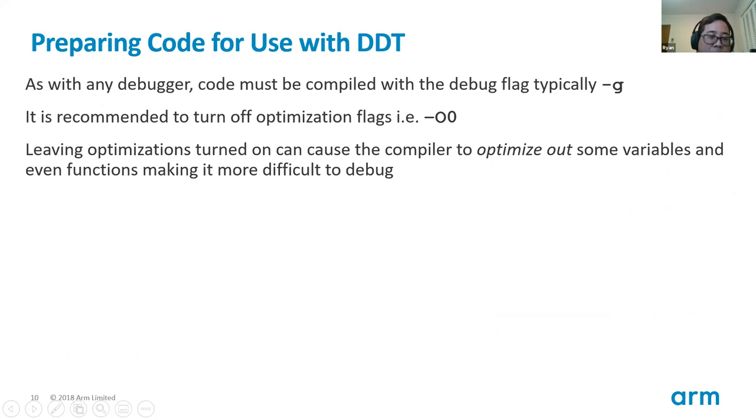So how do you use DDT? Is there anything special that you have to do to make your code work with DDT? First of all, you want to have debug symbols, and you typically do that by passing the -g compiler flag. You can leave some optimization on, but we like to recommend that you turn off optimization flags like -O0, because what can happen is that the compiler itself can choose to optimize out some variables or functions or inline some functions, making it difficult to debug depending on where your issue lies in your code.